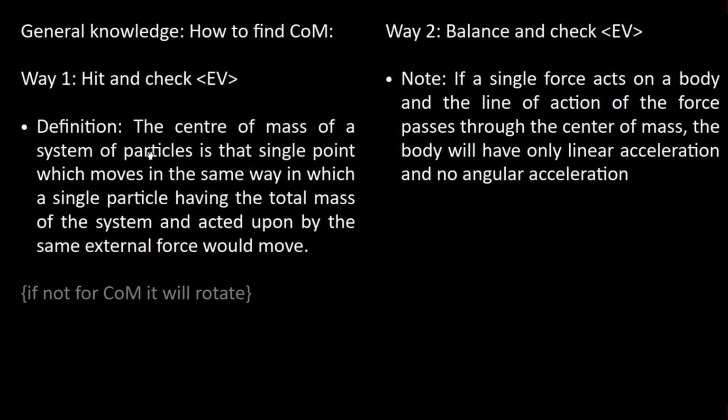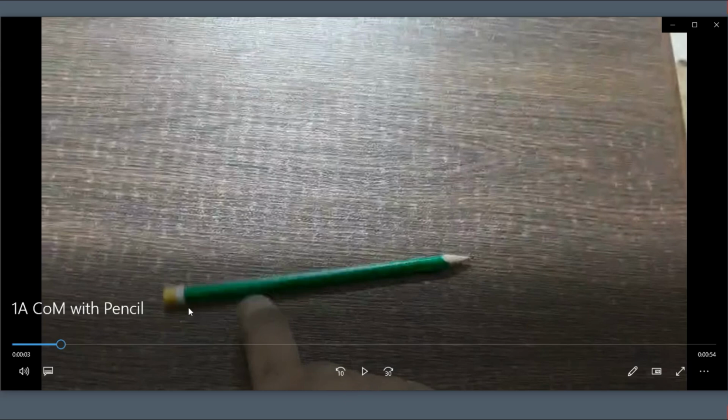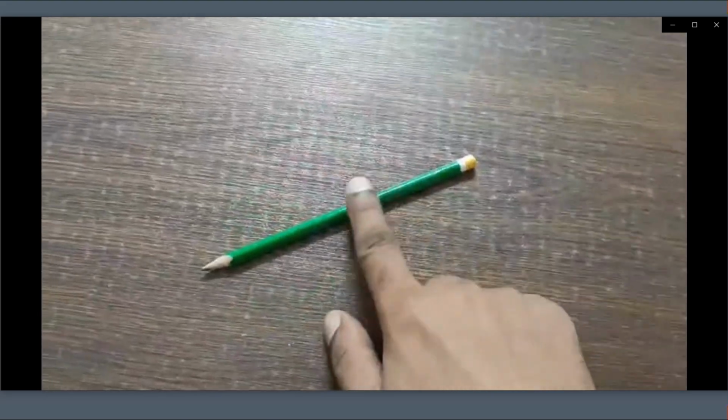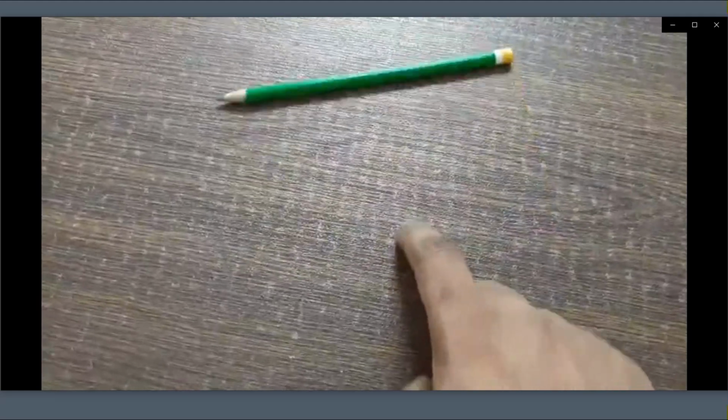So basically, the center of mass of a system of particles is that single point which moves in the same way in which a single particle, having the total mass of the system and acted upon by the same external force, would move. Of course, all these are words, but it will make sense if you see it. So I have a pencil, right? It's not a single object now. We're not talking about, okay, I'm applying 10 Newton of force. It's not that. So just make your observation. You also please try doing it.